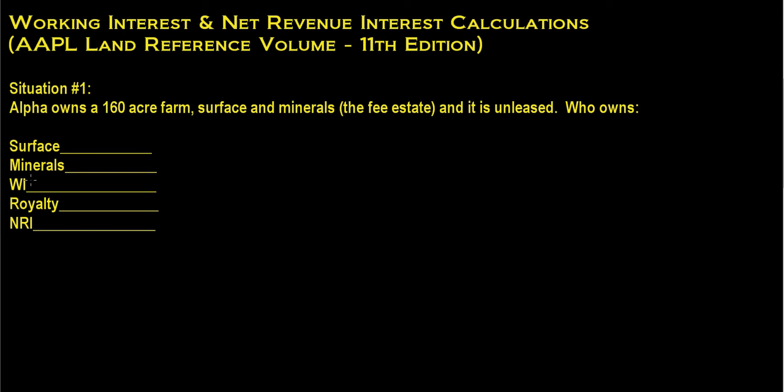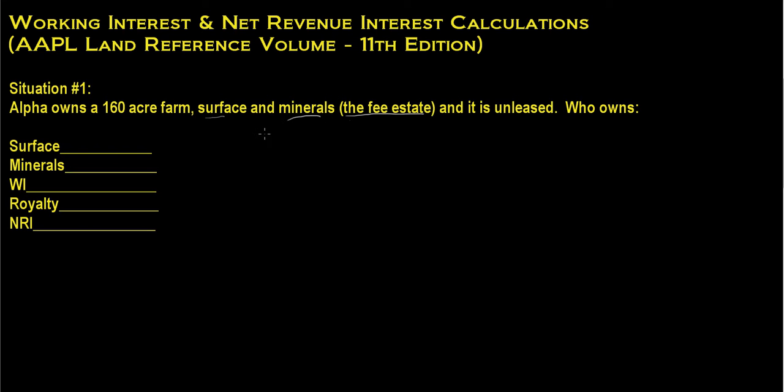Now before we start, let's just go over some basic terminology. When we say that someone owns a fee estate, it means that they own the surface and the minerals. Surface and minerals. Now before this owner leases, this owner owns 100% of the surface and 100% of the minerals.